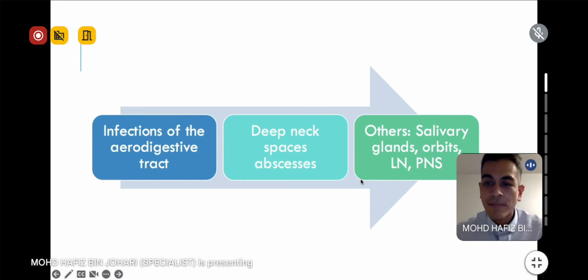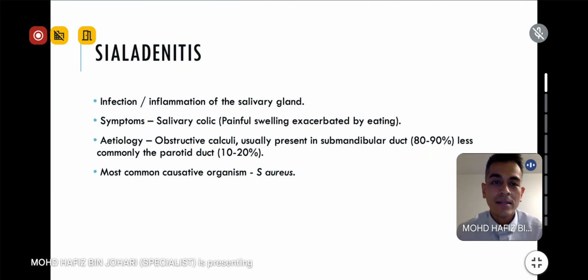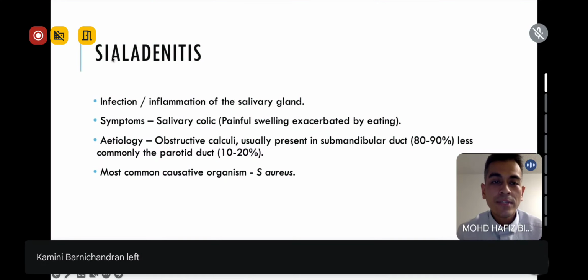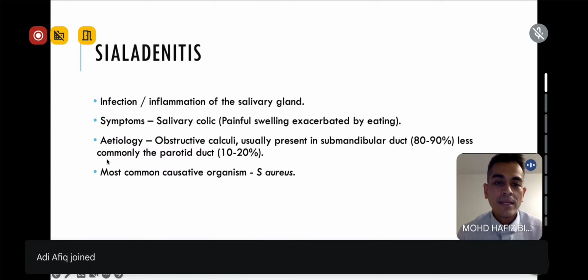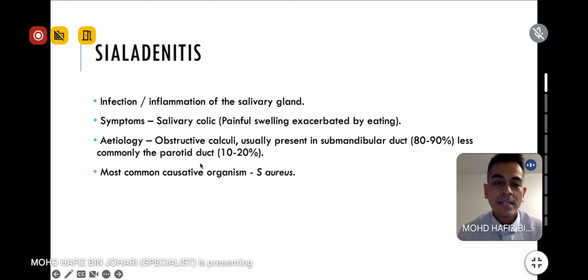Salivary glands, other organs, for example, salivary glands, orbits, lymph nodes. First, we go to the salivary glands. We have sialadenitis, infection or inflammation of the salivary gland. The patient will present with salivary colic, which is painful swelling exacerbated by eating. Etiology will be obstructive calculi, usually present in the submandibular duct in 80 to 90% of cases. Sometimes and less commonly in the parotid duct.